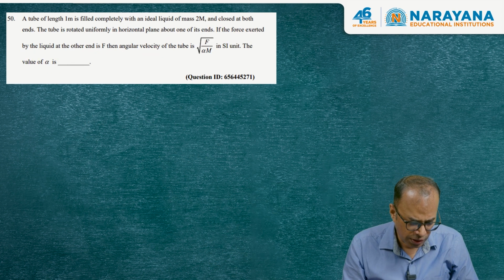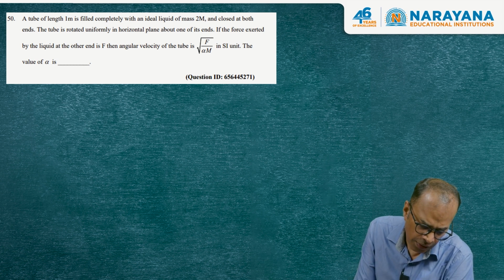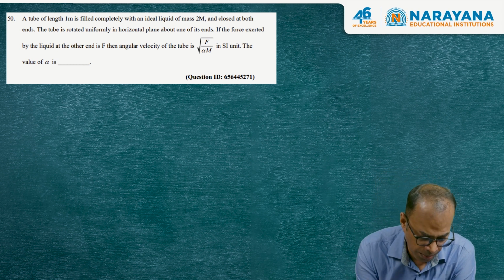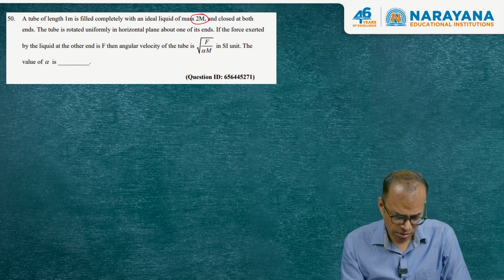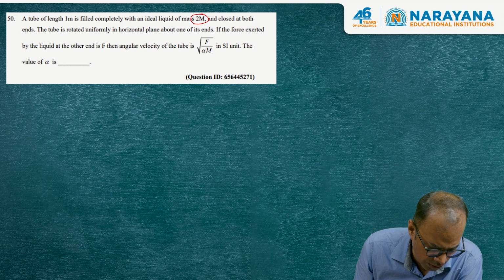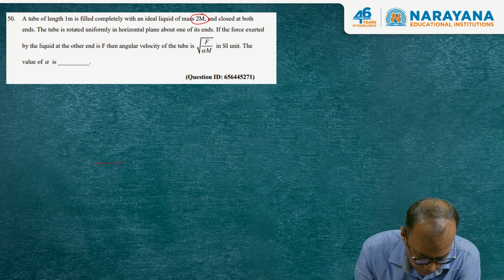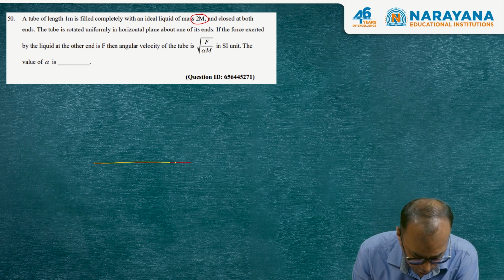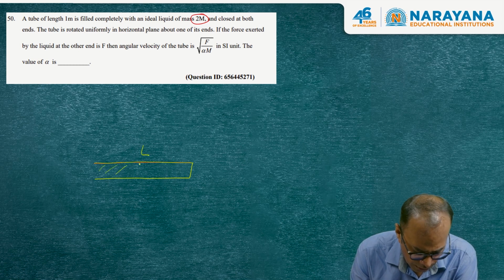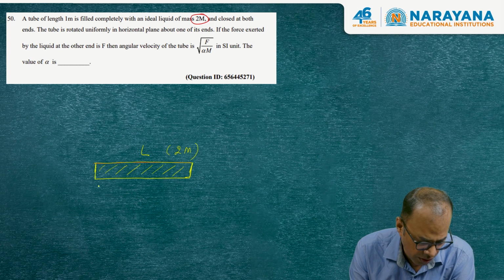We have a tube of length 1 meter which is filled completely with an ideal liquid of mass 2m. This is again a common source of error. You might take it as m and get a wrong answer. So we have a tube of length 1 meter, let's say L. It is completely filled with a liquid of mass 2m and it is closed at both ends. It must be closed, otherwise it will flow out.